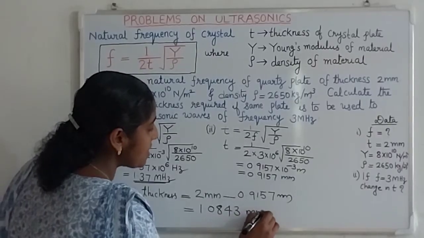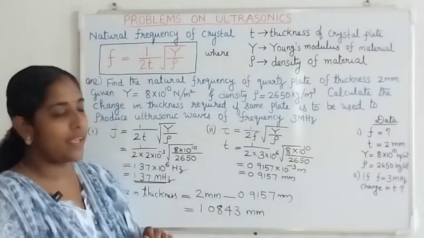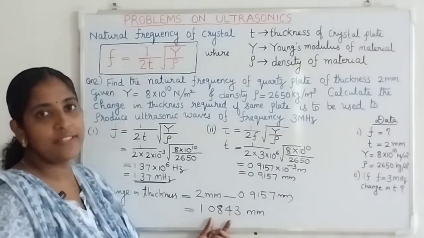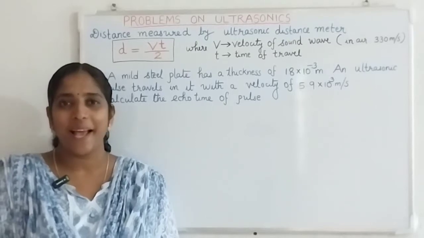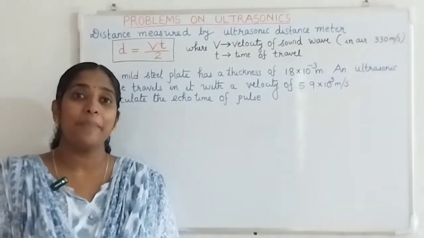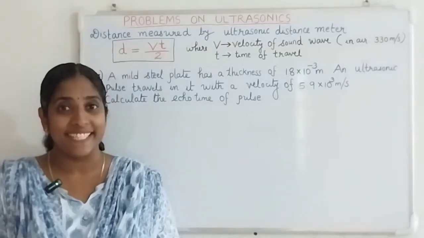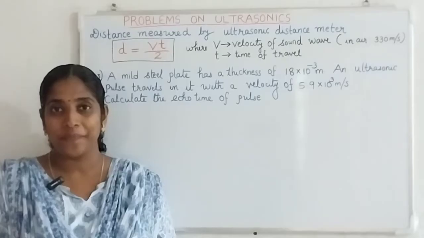So, to produce ultrasonic waves of frequency 3 megahertz from this 1.37 megahertz, the change in thickness required is 1.08 millimeter. Next few questions are based on the applications of ultrasonic waves. Ultrasonic sensors have so many applications in the medical field and industry. Ultrasonic sensors are used in sonography.